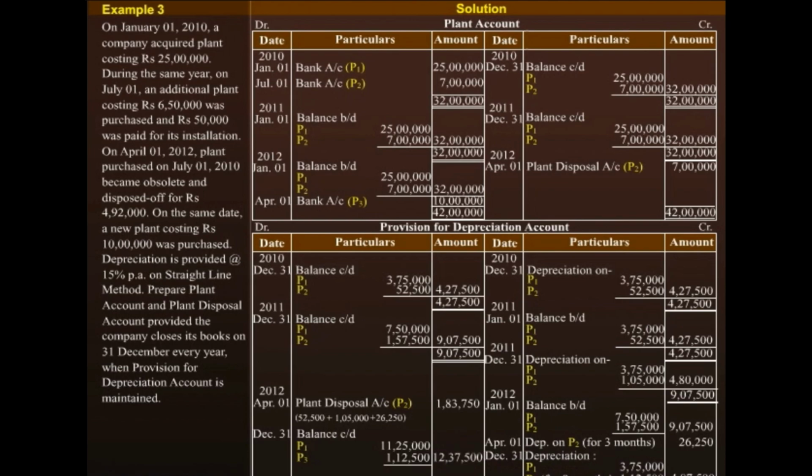Now we move on to the plant account. This account is closed by simply carrying down this green highlighted balances of P1 and P3. Note that these balances are carried down at their book values. Thus, in this way, we prepare assets account and assets disposal account when provision for depreciation account is to be maintained.